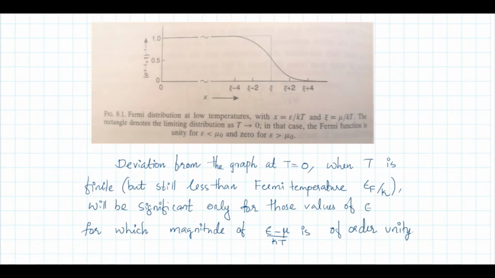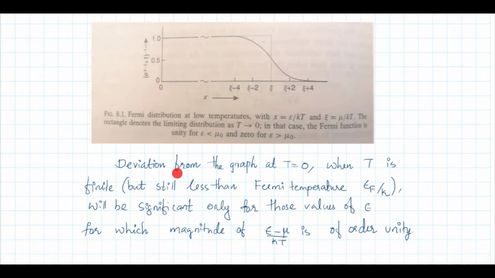Now, what happens to this curve when we increase the temperature slightly? When T is finite but still less than the Fermi temperature, that is, you increase the temperature very slightly, then what happens to this graph? Initially at T equal to 0, it was a step function.